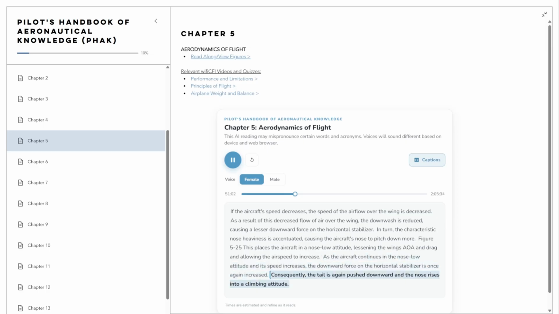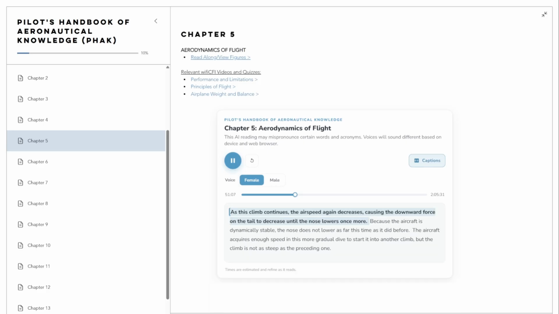Consequently, the tail is again pushed downward and the nose rises into a climbing attitude. As this climb continues, the airspeed again decreases, causing the downward force on the tail to decrease until the nose lowers once more. Because the aircraft is dynamically stable, the nose does not lower as far this time as it did before. The aircraft acquires enough speed in this more gradual dive to start it into another climb, but the climb is not as steep as the preceding one.